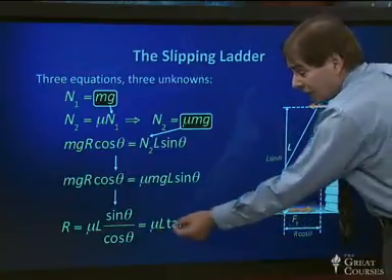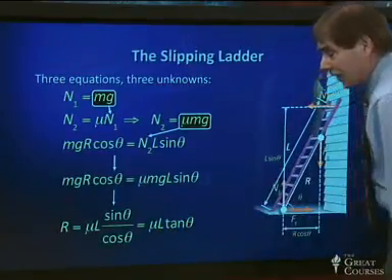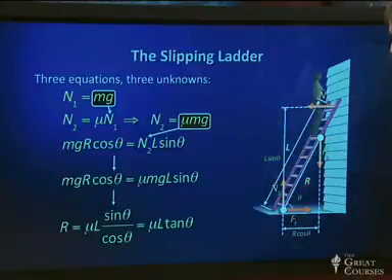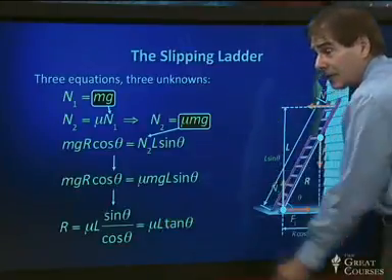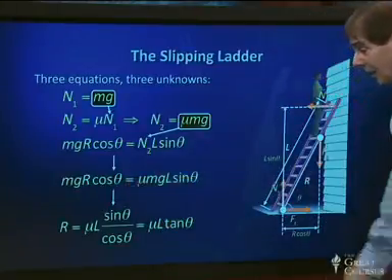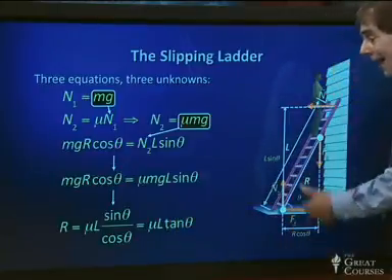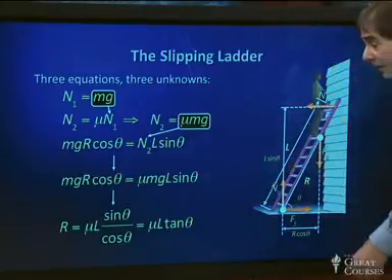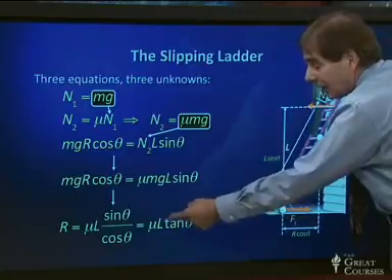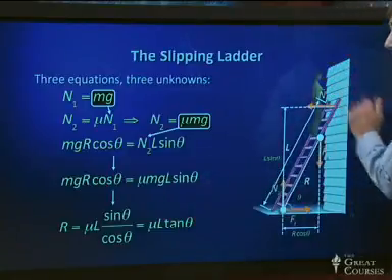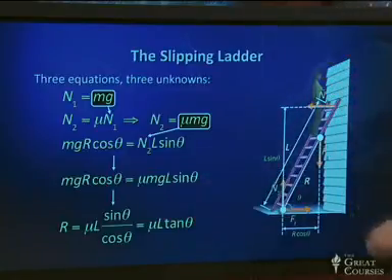That says that mu, the coefficient of friction, times L times tangent of theta has got to be the radius to which I can climb. The bigger the coefficient of friction, the higher I can climb. The longer the length of the ladder, the higher I can climb, at least relative to that length. And finally, the bigger tangent of theta, the steeper the angle, the higher I can climb. All that is intuitive. Let's work it out with some numbers.